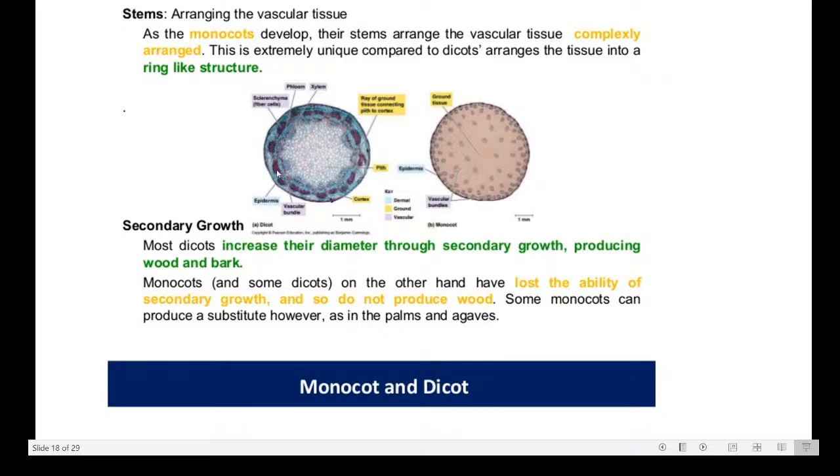Dicots are able to produce secondary growth, but monocots don't have secondary growth, so they won't produce wood. The monocot only has vascular bundles and ground tissues. But in dicots, we have xylem, phloem, everything: the epidermis layer, vascular tissue, and the fiber cells.